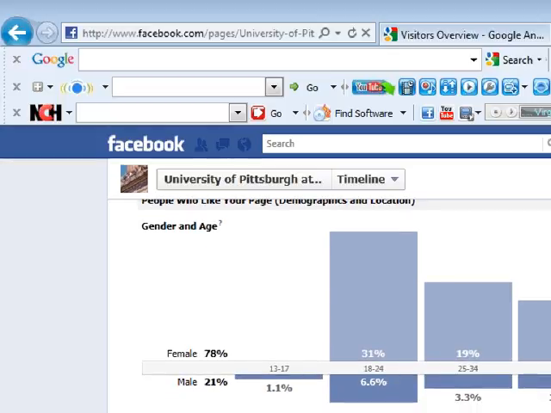and it will tell us their age group. Not a surprise, this is the University of Pitt, so most of their audience is between the ages of 18 and 24, and they're mostly female. Female 78%, male 21%. The highest audience is between the ages of 18 and 24, and right behind that between 25 and 34, and 35 and 44.